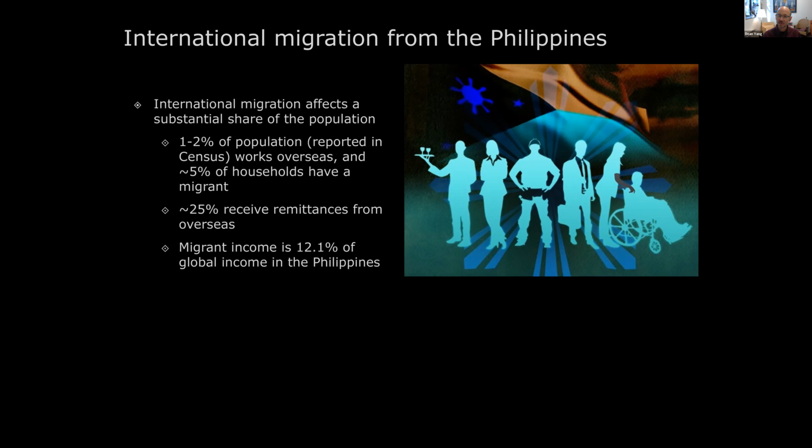Gaurav, Caroline, Amir, and I, in a paper I'll be discussing shortly, use some novel data to calculate migrant income. If you add up income earned by migrants overseas and income earned by households in the Philippines, and consider the global income of the Philippines, migrant income makes up about 12% of Philippine global income. It's a not inconsiderable share of total income in the country.